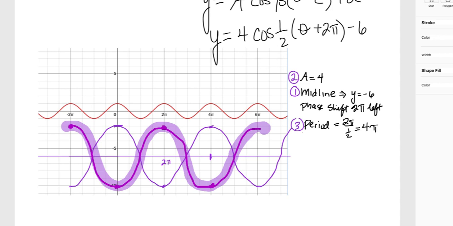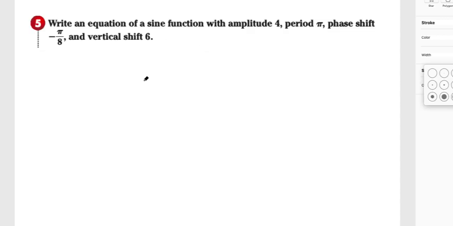Let's go ahead and look at the next example. I'm going to let this be our final example for today. We're skipping example 4, which had more of an application. We're going to do number 5. Write an equation of the sine function with amplitude 4, period pi, phase shift negative pi over 8, and vertical shift 6. Okay, whole lot going on, but I think we can handle it.